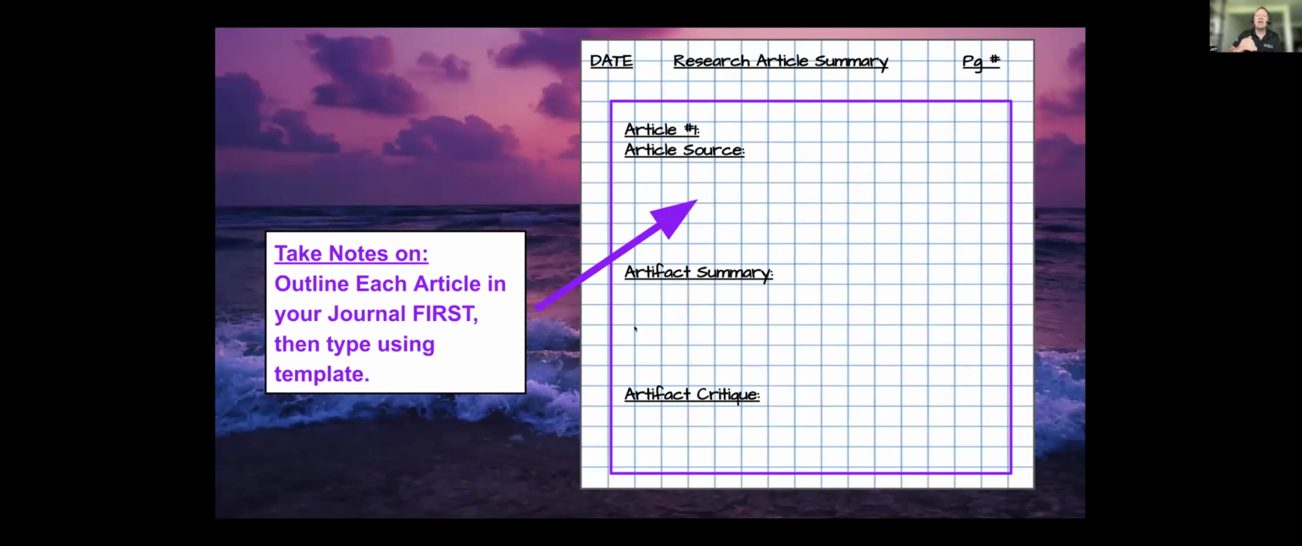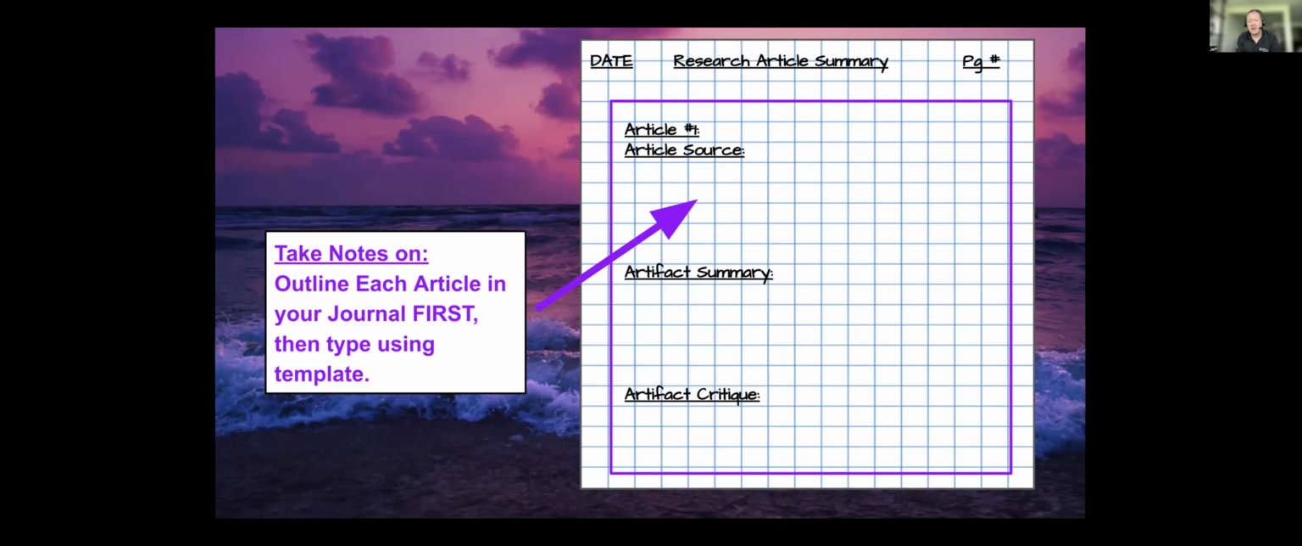However, I make them outline this in their journal first. So they're going to write the article source. If you're an MLA or APA school and you want them to use that as their source reference, by all means, that's great practice. Again, it's all about raising the bar for our students. But they're going to summarize that article.